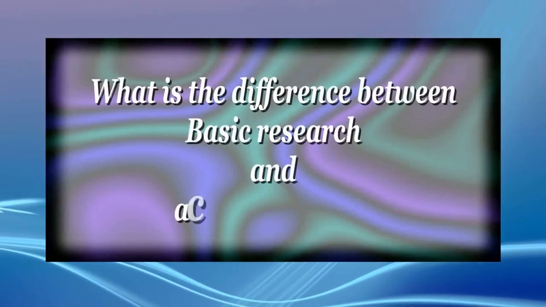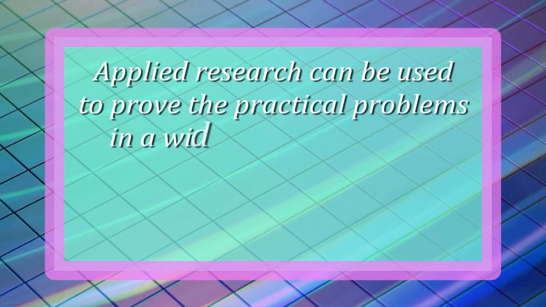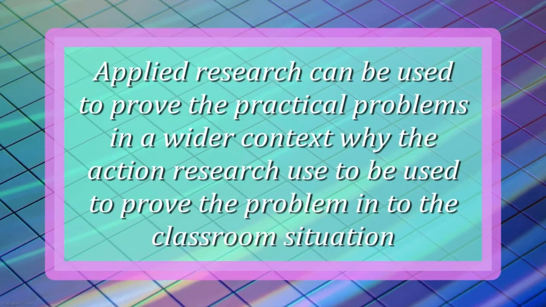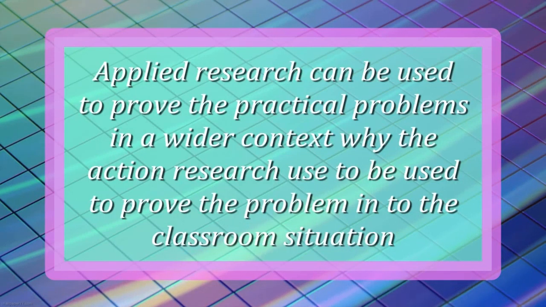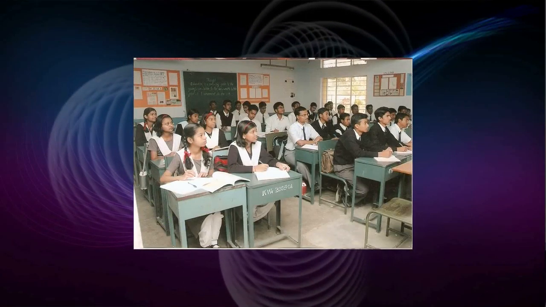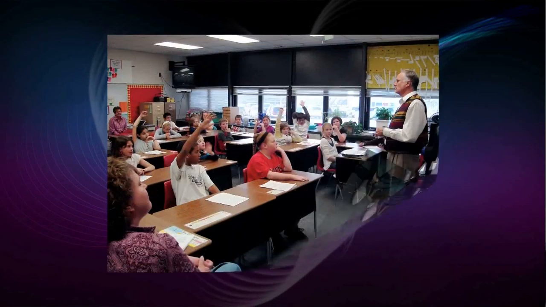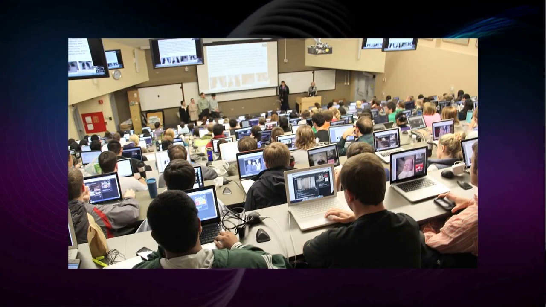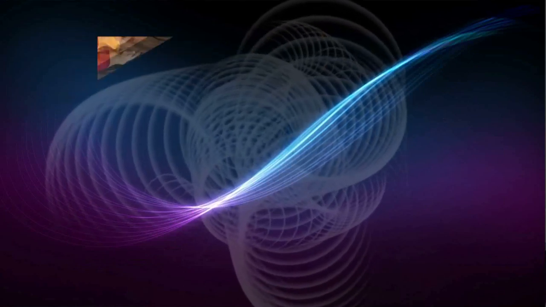Although action research is also known as applied research, there is a slight difference. Applied research can be used to solve practical problems in a wider context, while action research is used to solve a problem in the classroom situation. It is a narrow context. It may be a classroom, or a narrow range of situation. Applied action research can be very effective for use.